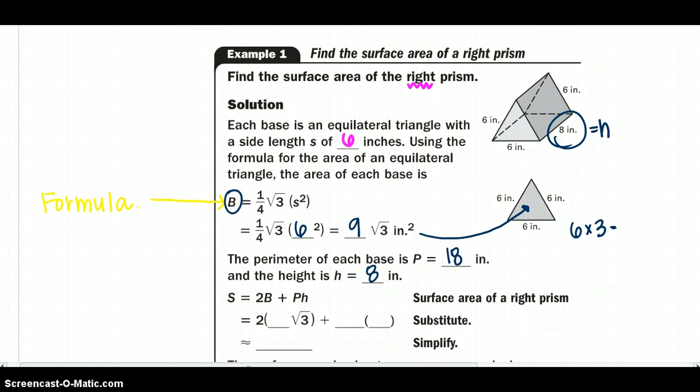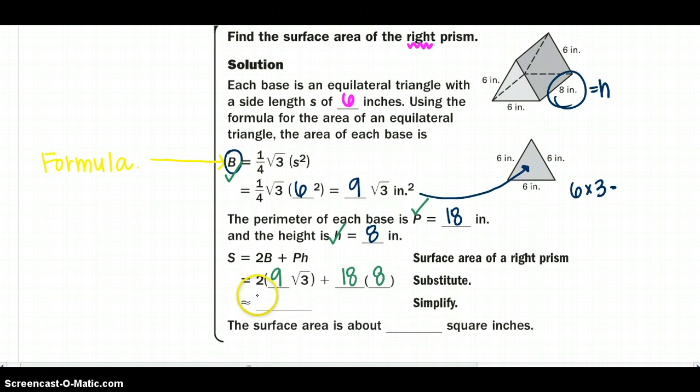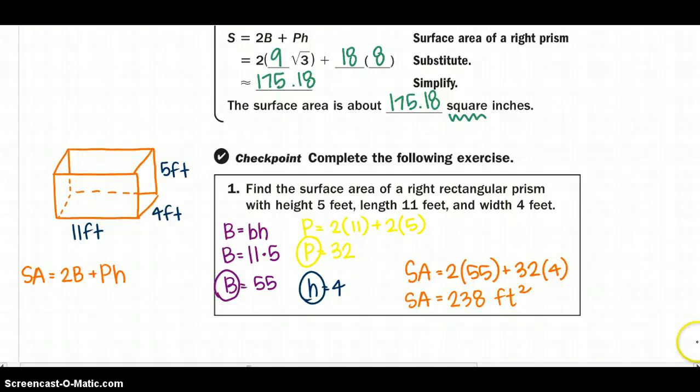So now we have our base, our perimeter, and our height. Those are the 3 things we need to put in our equation, so let's plug them in. 2 times 9 square root of 3 plus 18 times 8 gives us an approximate area of 175.18. Remember, we are in surface area, so we still need to square those units. You can go ahead and do checkpoint number 1. Pause it and check your answer with mine. If you have any questions, feel free to ask later.